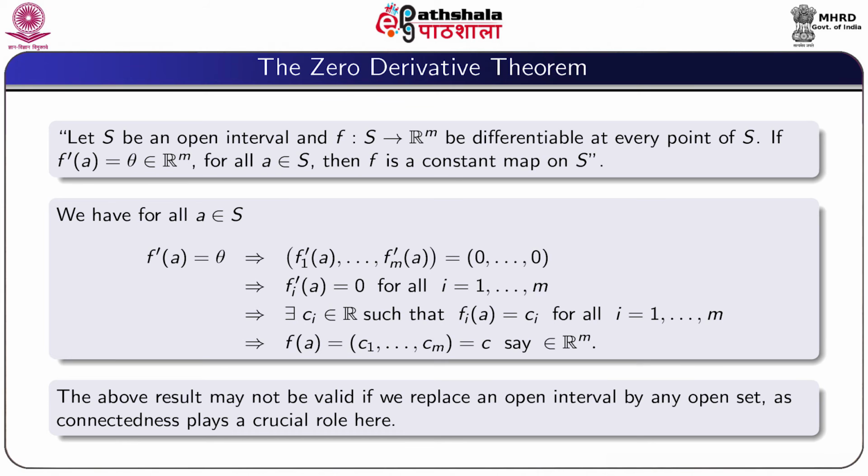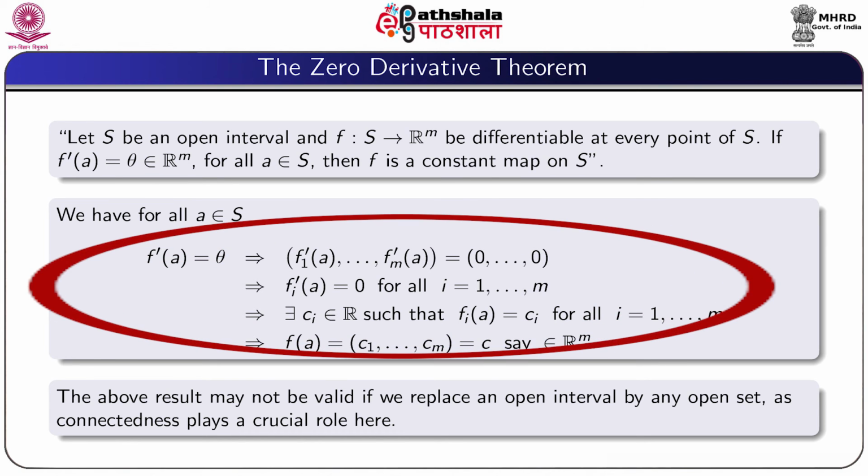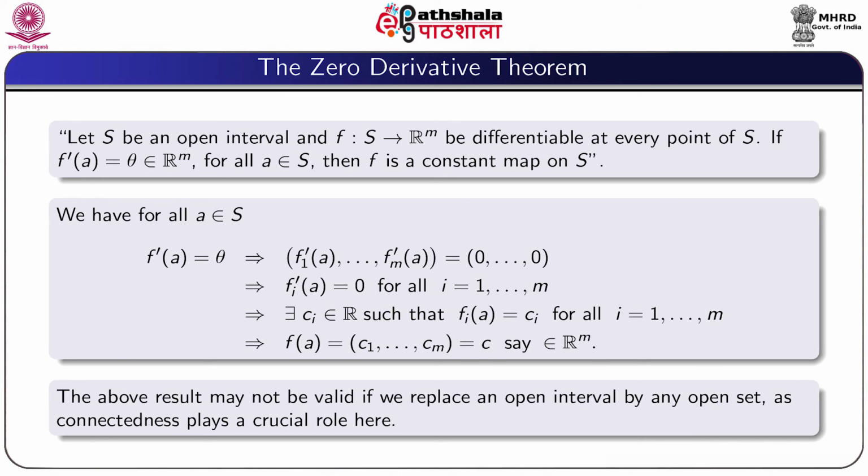What do we have? For each a in the set S, f'(a) equal to the 0 vector implies that all its components must be equal to the real number 0. So, there exist m many real constants C1, C2 up to Cm such that f_i(a) equals C_i. So, f(a) equals the ordered m-tuple (C1, C2, up to Cm), say C. We should be very careful. The above result may not be valid if we replace an open interval by an arbitrary open set, because connectedness plays a crucial role here.